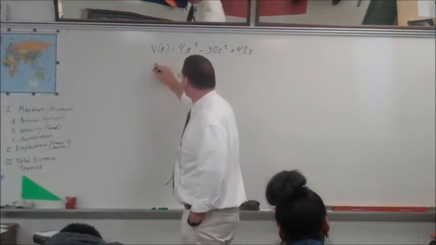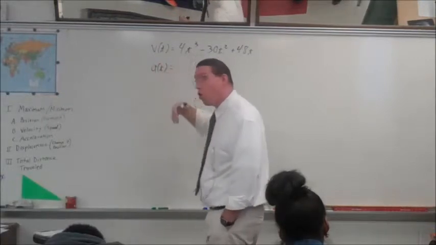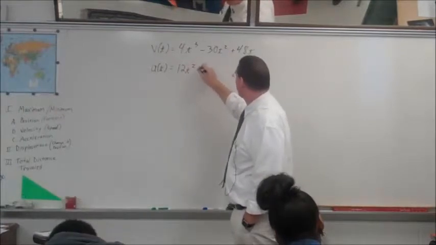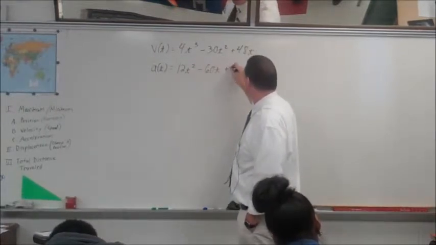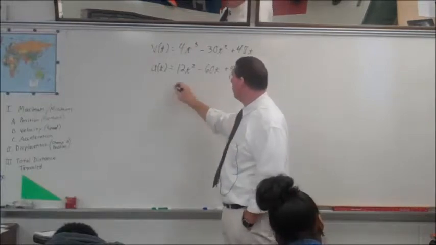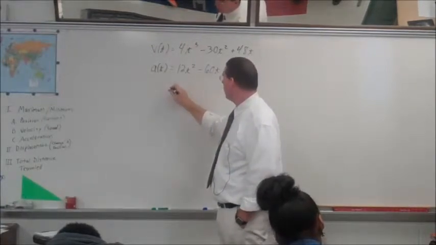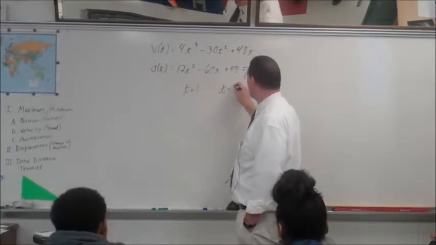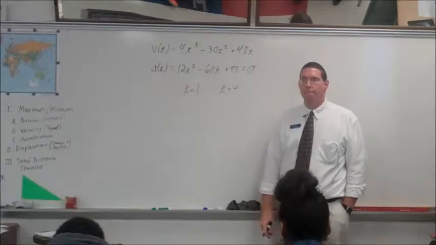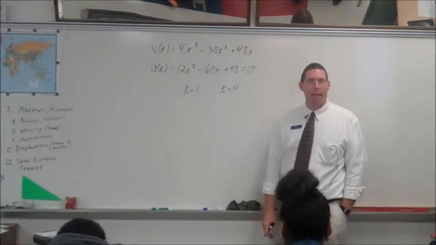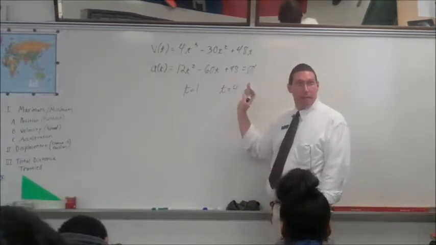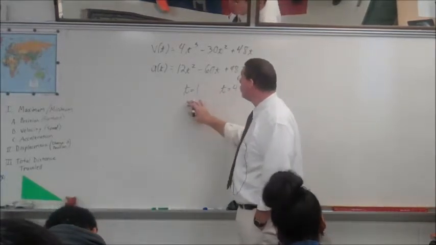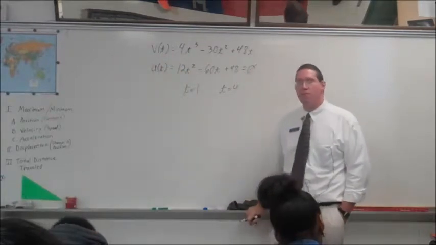Well, we're going to take the derivative. We're going to find out where the slope equals 0, right? So we're going to do the derivative of this, which is 12t squared minus 60t plus 48. And didn't we already determine earlier that this equals 0 when t equals 1 and when t equals 4? We factored it and we got t minus 1 and t minus 4. Okay? So there are only two places where velocity has a slope of 0.